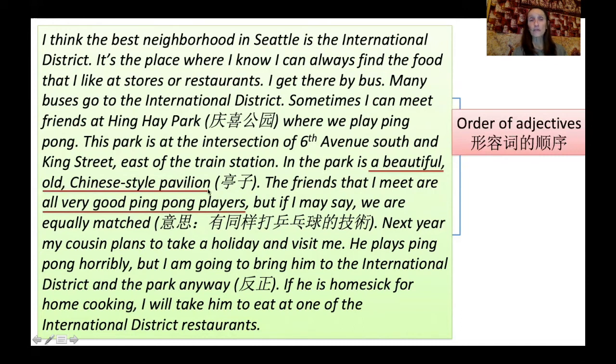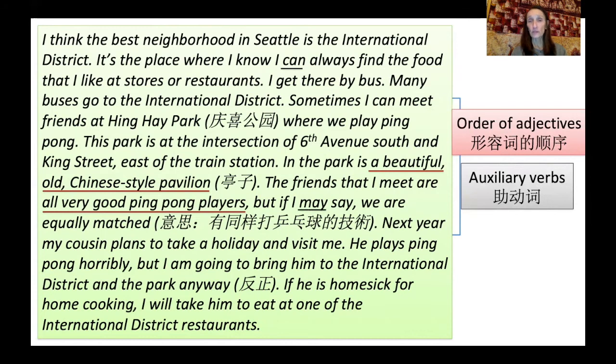Okay. Here's another one. All, okay, so that's a quantity. And here's a quality, 意见. And then what type of player? A ping pong player. So there's the order of adjectives used in this. Let's see what else we have.